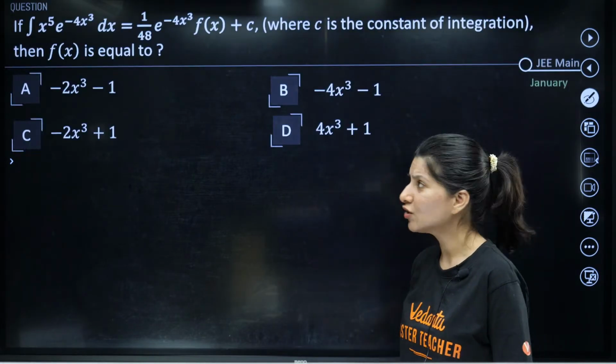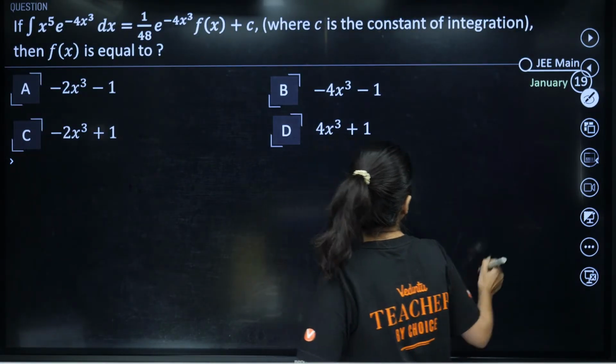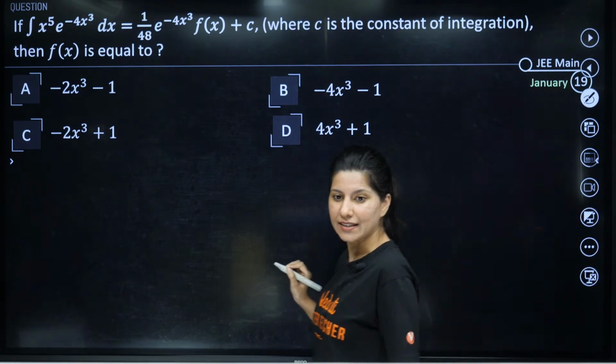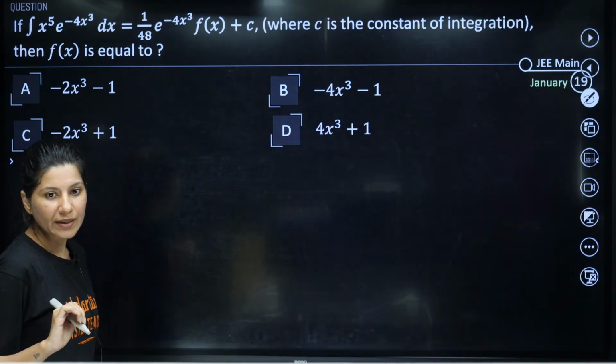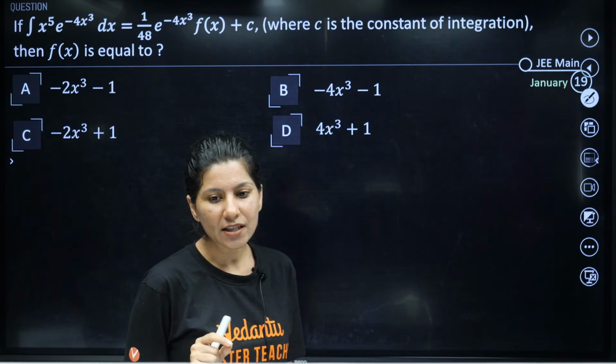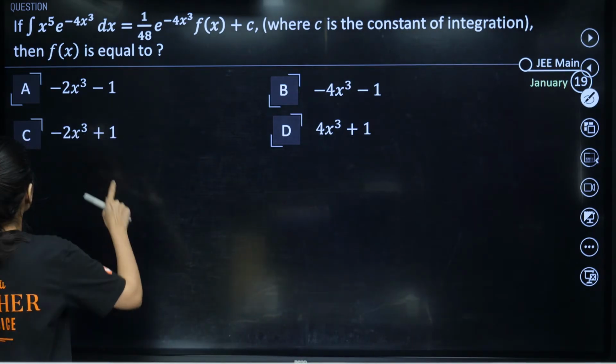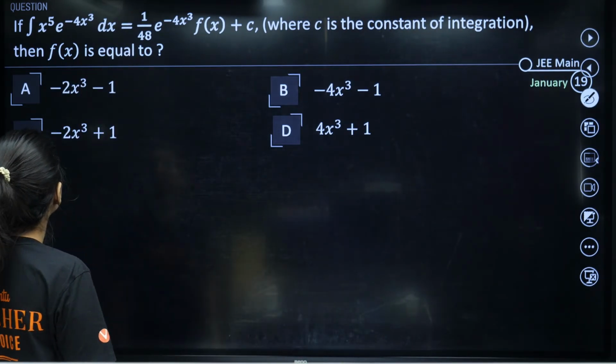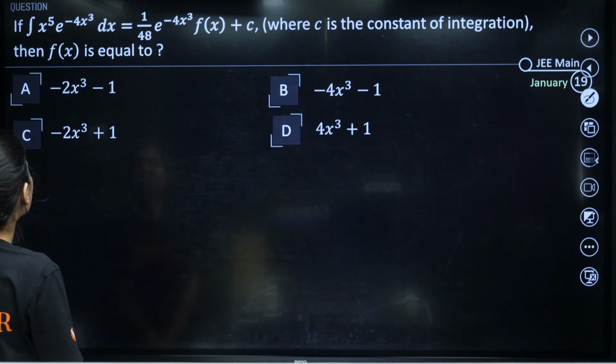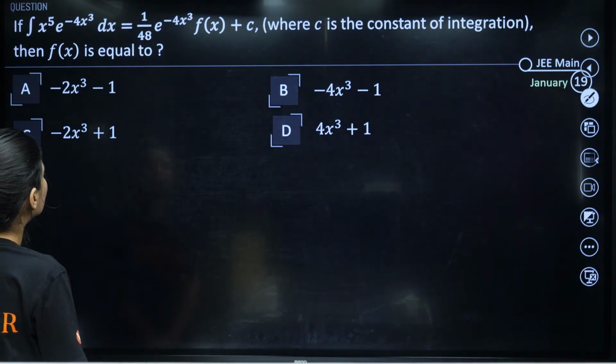Now there is one question from JEE Main 2019. It is part 1 of indefinite integration. Let's do this question. x raised to power 5 e raised to power minus 4x cube.